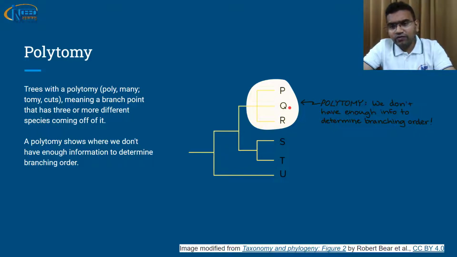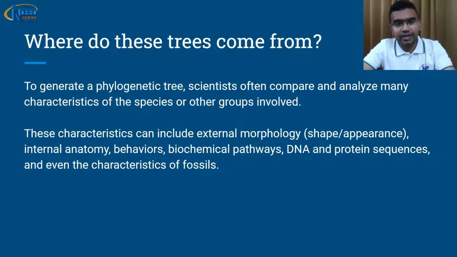We do not have enough information to determine the branching order. Here we do not have enough information whether P should come first, or Q should come first, or R should come first. That information is not with us. So even if we switch or swap them, that has the same meaning.